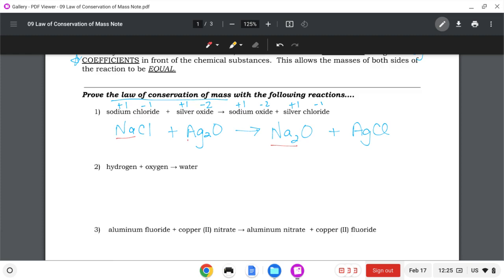Then when I look at silver, here's silver, and I have 2 of them, all right? So this is where these little numbers come from, and we know this from bonding. I only have 1 silver on the product side. So how do we balance our elements? Well, the only way to balance elements is to put coefficients in front of your compounds, okay?